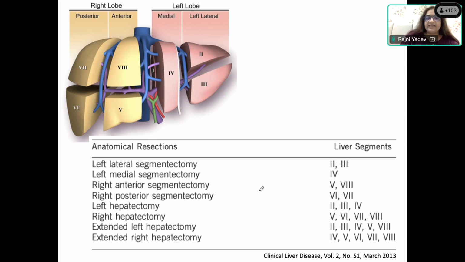Nowadays, with the advancement in imaging, smaller lesions are being detected. That's why you want to carry out these resections, which focus on some segments only, and then you can retain the rest of the portion nicely, and the patient can have a better quality of life.